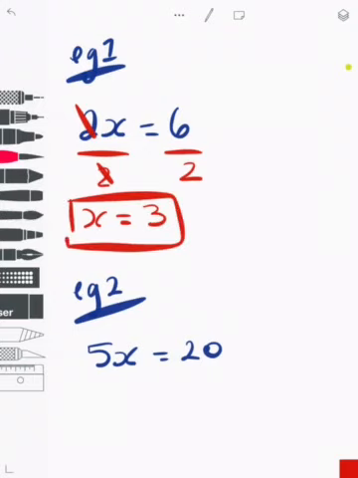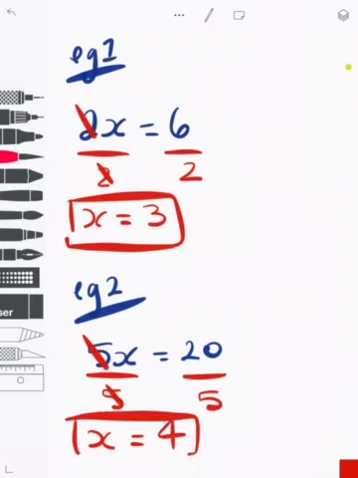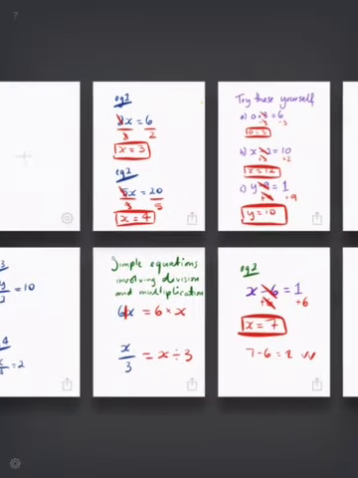Let's go through another multiplication question here. 5x, or 5 times x, equals 20. And I know that the opposite, or to get rid of the multiplication of the 5, is to divide by 5 on both sides. The 5 and 5 cancel out. I'm left with x equals 20 divided by 5, which equals 4. So remember, the opposite of multiplication is division.